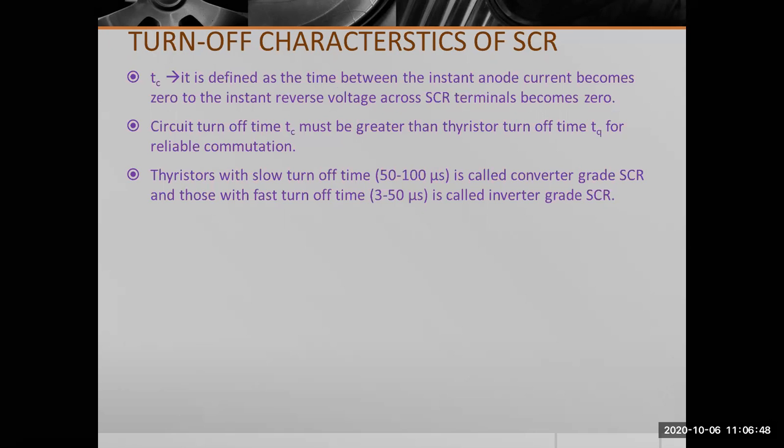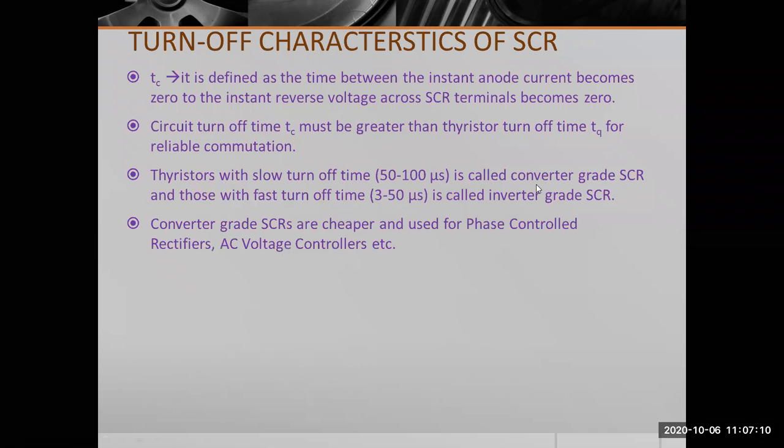At TC, the applied anode current of the SCR and the applied reverse voltage, both the voltage and currents are 0. That is the time of TC. TC should be greater than TQ for reliable, or you can say successful, commutation.